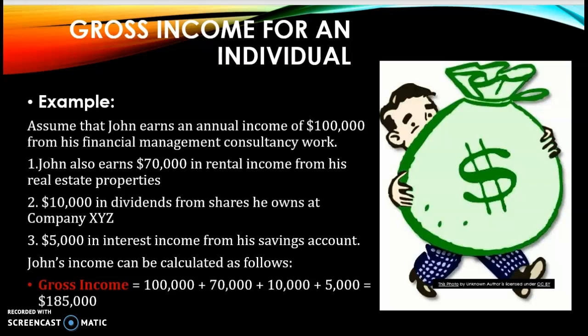Example. Assume that John earns an annual income of $100,000 from his financial management consultancy work. John also earns $70,000 in rent income from his real estate properties, $10,000 in dividends from the shares he owns at company XYZ, and $5,000 in interest income from his savings accounts. John's income can be calculated as follows. Gross income equals $100,000 plus $70,000 plus $10,000 plus $5,000 equals $185,000.